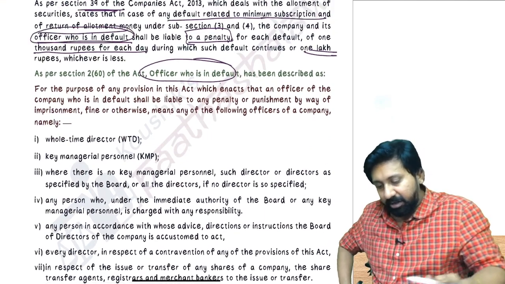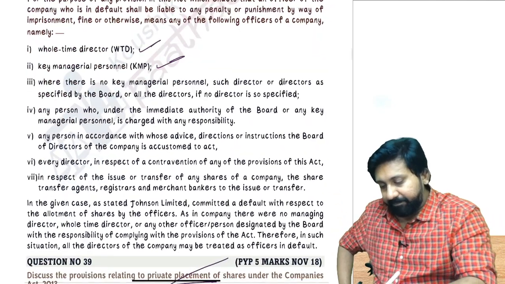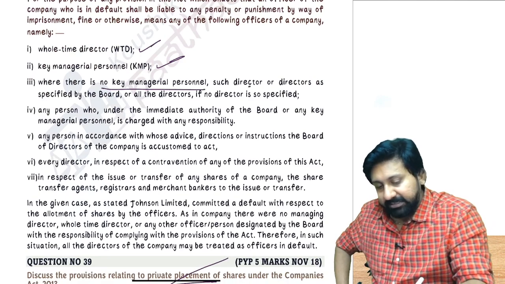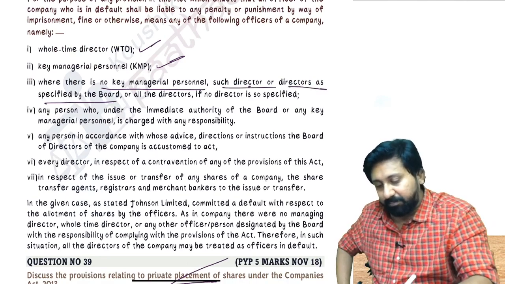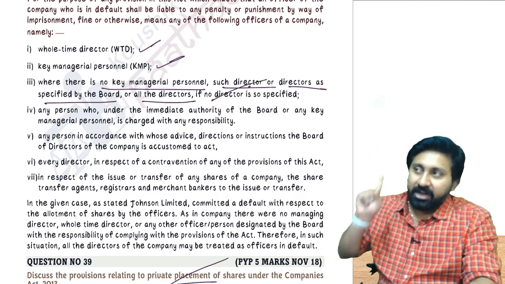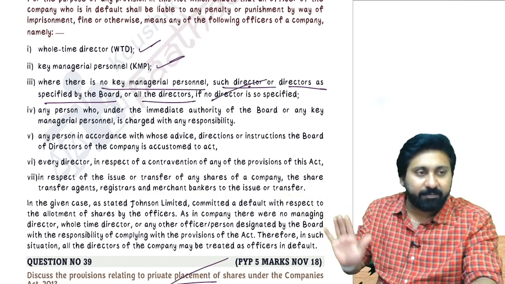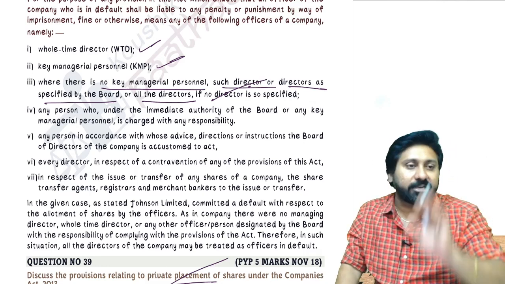Officer who is in default. So who is an officer in default? Whole-time director, KMP. Where there is no KMP, such director or directors as specified by the board, or all directors if no director is so specified. So if any director is mentioned separately, he has to take the responsibility of the prospectus, he will be liable, that director, or else all the directors will become liable.